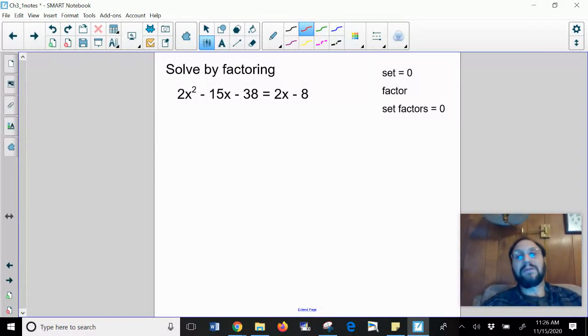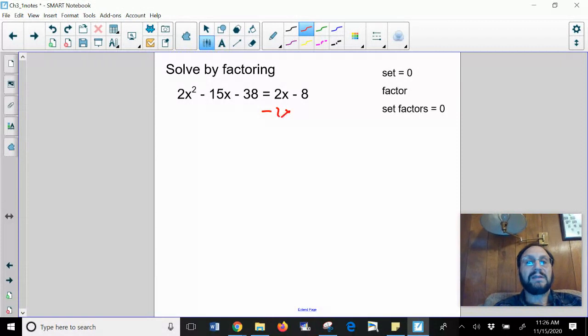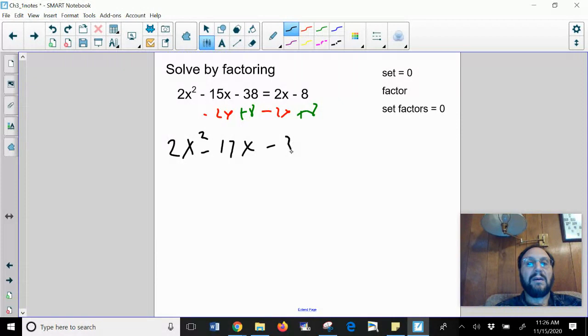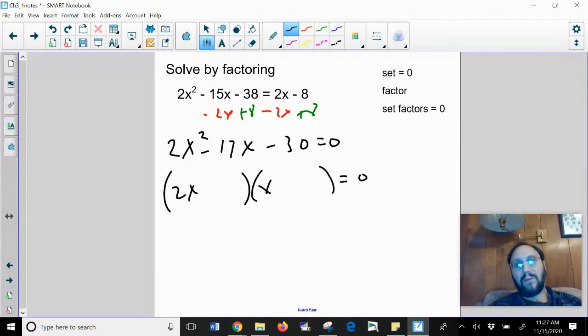So you can see my directions here. Set it equal to 0. So I'm going to subtract 2x from both sides. And I'm going to also add 8 to both sides, because I want to do it all at once. 2x squared minus 17x minus 30 equals 0. Well, I know by factoring that this has got to be 2x and 1x, because there's no other choice. And I know that one of these is positive, one of them is negative. I can change which one it is later, but I'll just put it as plus and minus.